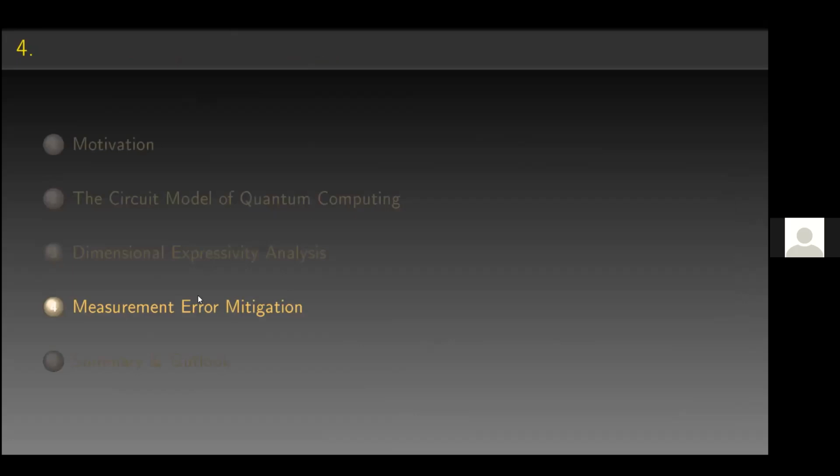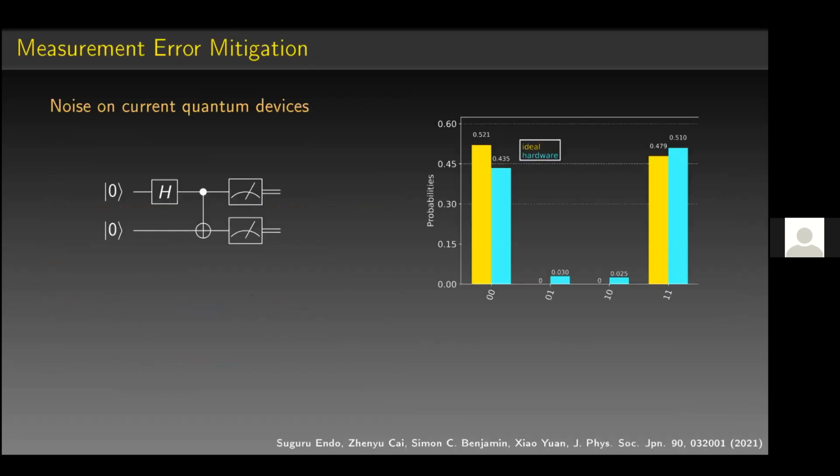In the last part of the talk, I want to briefly talk about measurement error mitigation. As you have seen previously, current quantum devices are very noisy. If you remember that Bell state example, the hardware results were quite a bit different than the ideal results.